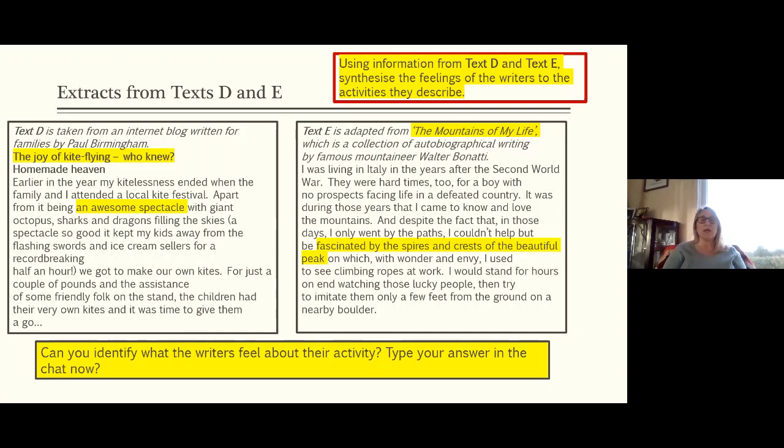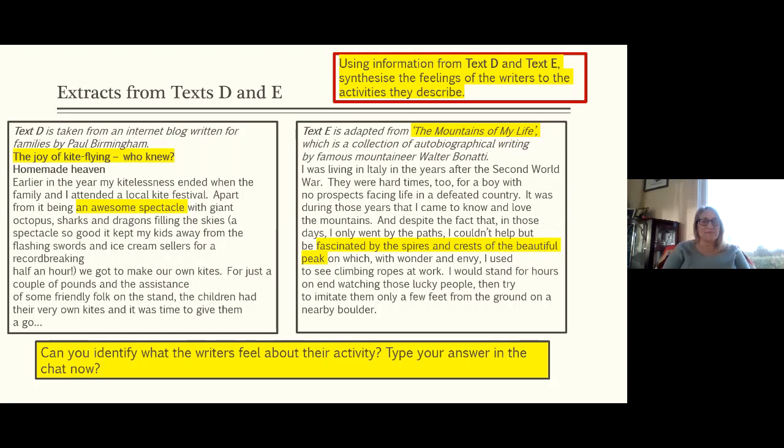So just a quick overview of what they feel about each of their activities. You can type your answer in the chat now. Miss, could you have a look and check if anyone's engaging there? I've got control of the chat today, Miss. Okay, excellent. But I can't see any at the moment.